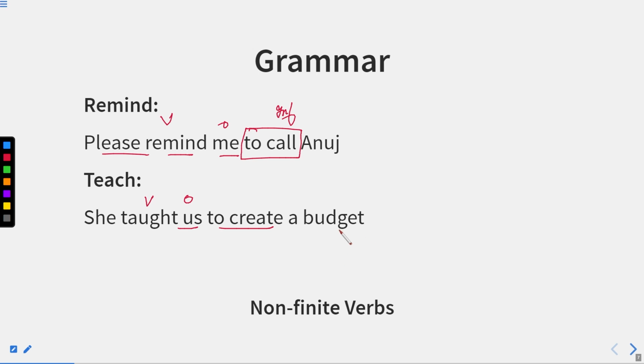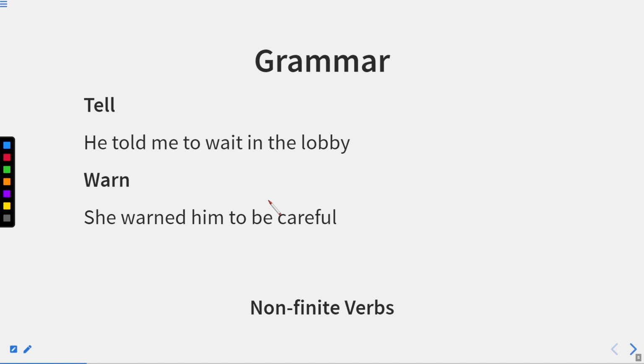To create a budget. So to create is an infinitive. Now let us move to the next one. He told me to wait in the lobby. Now he told me, so told is verb, me is object, and to wait is infinitive. Now one more thing is there, that we cannot have told to.